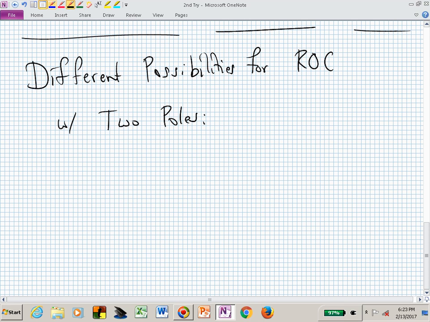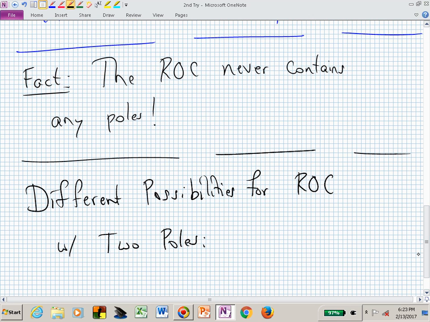And that's only going to happen if the poles are nowhere inside the region of convergence, by definition of the region of convergence. The region of convergence is defined so that it does not include any poles. That's how we're defining it, which means the region of convergence should never contain any poles.